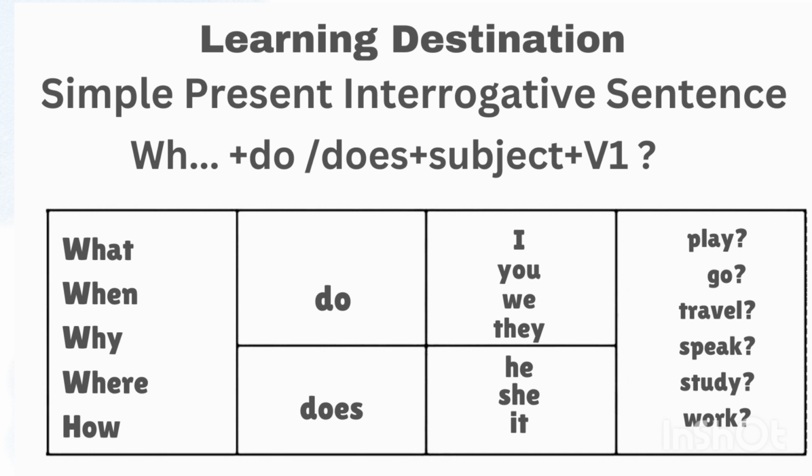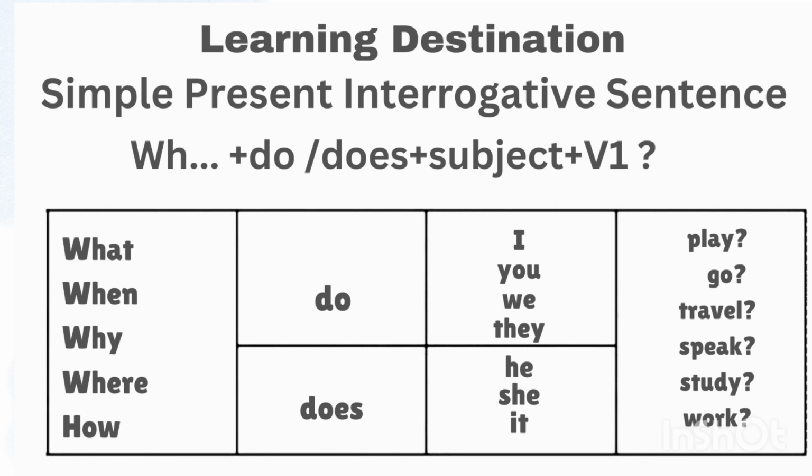Now it is the turn of she. When does she go? Why does she go? Where does she go? How does she go? Instead of she, we can replace it with Rani. When does Rani go? Why does Rani go? Where does Rani go? How does Rani go?